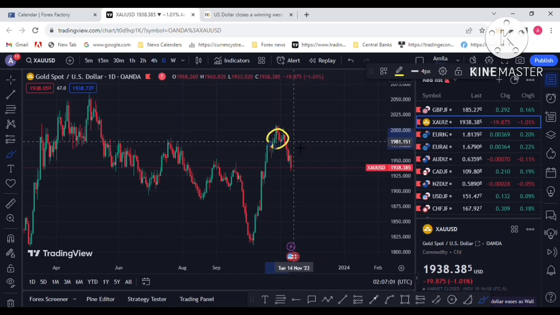So price dropped from last week to below the 1950 level. 1938 is the price now.